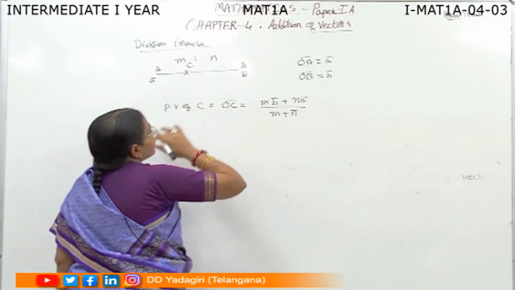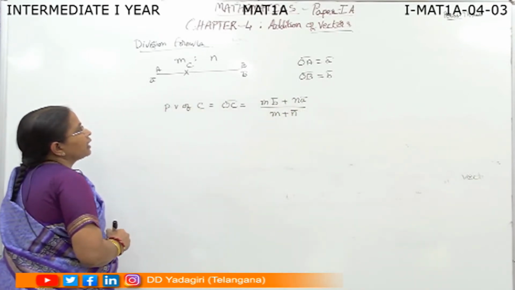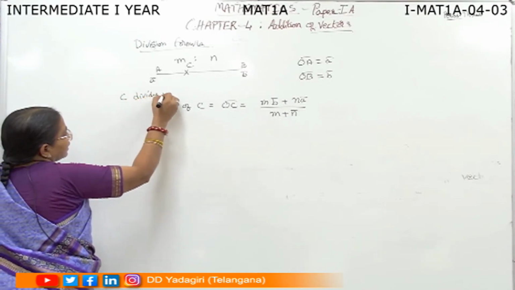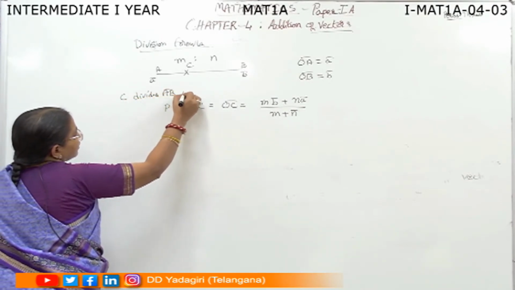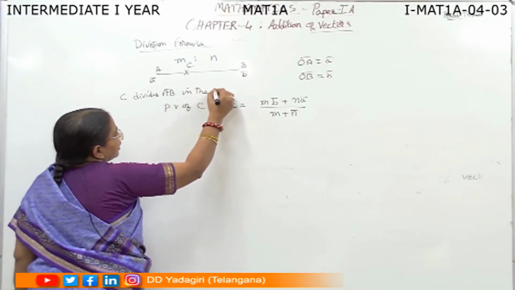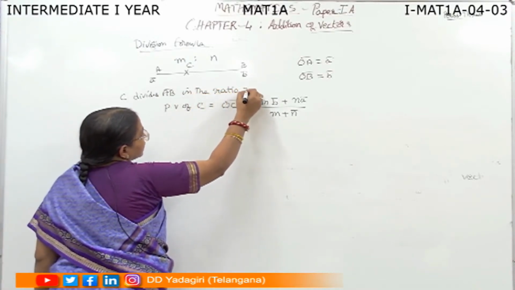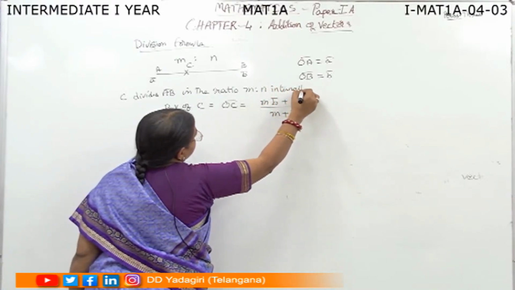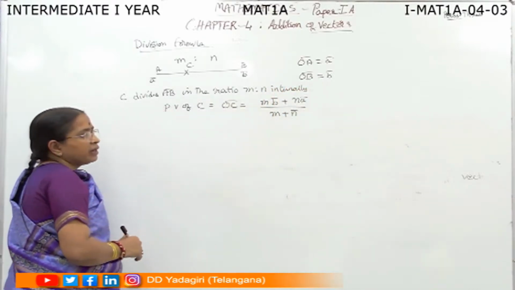So C divides AB in the ratio m is to n internally. Then the position vector of C is given like this.